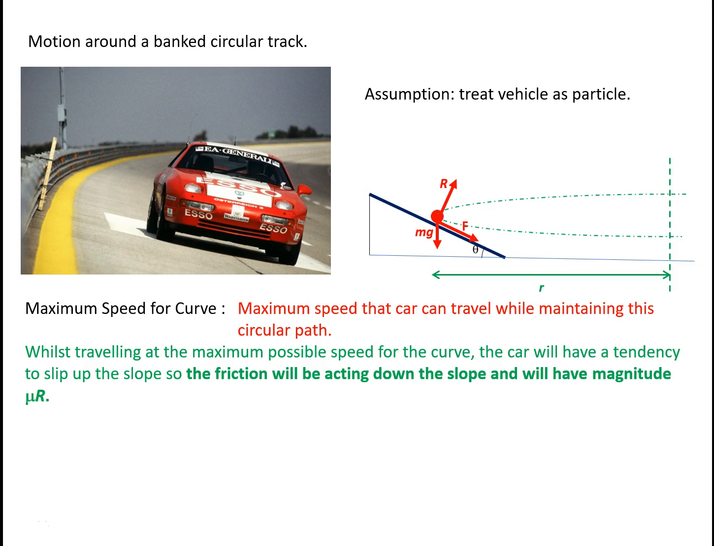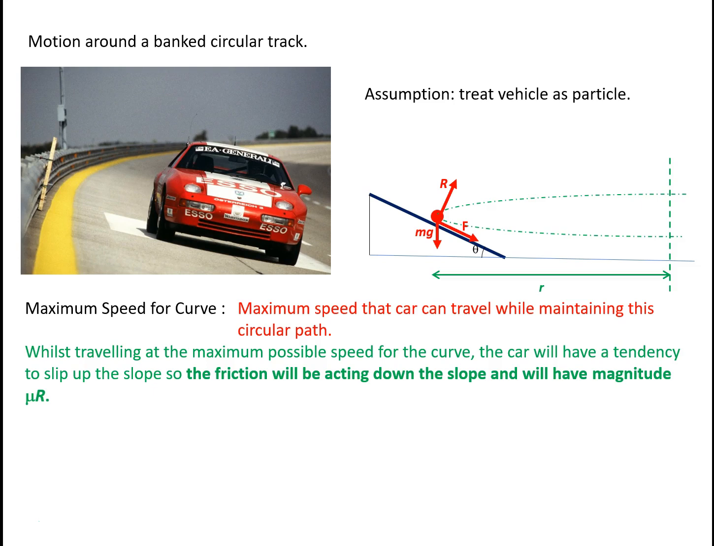But we know there is a maximum possible value for the frictional force, given by F max is mu times r. So there'll be a maximum possible speed for the car, which is when the car has a tendency to slip up the slope, and the frictional force takes its maximum possible value, which is mu times r.